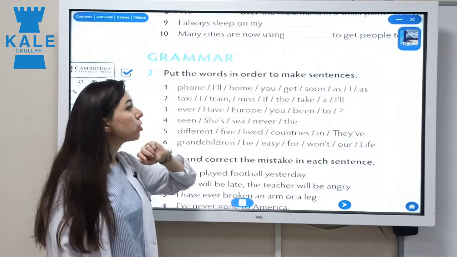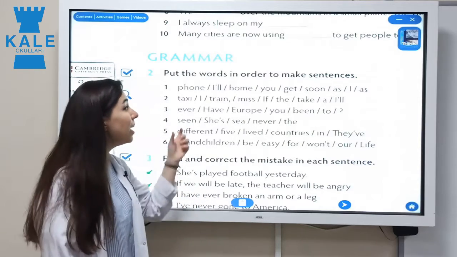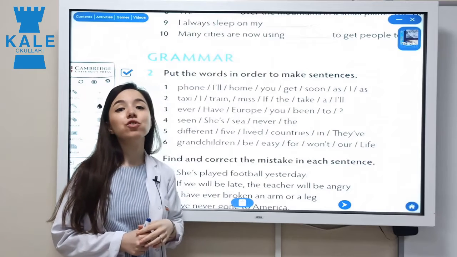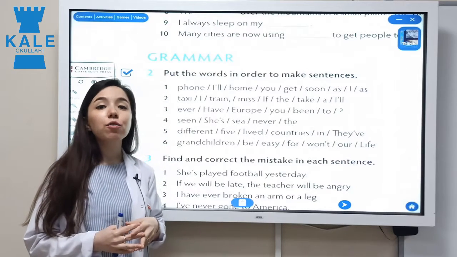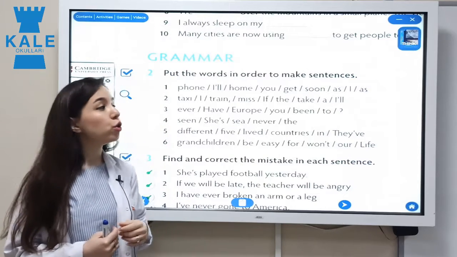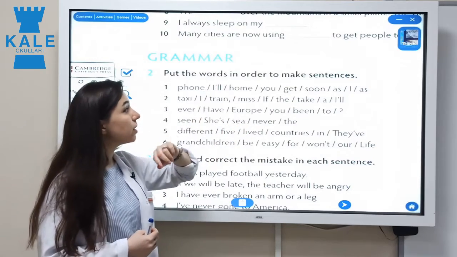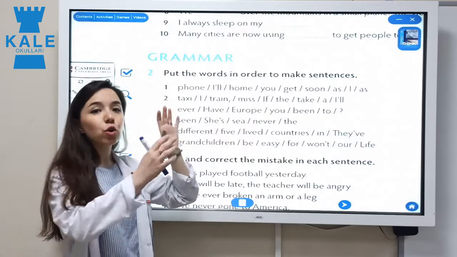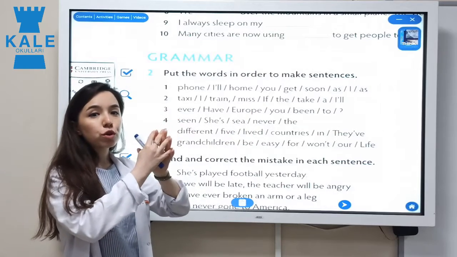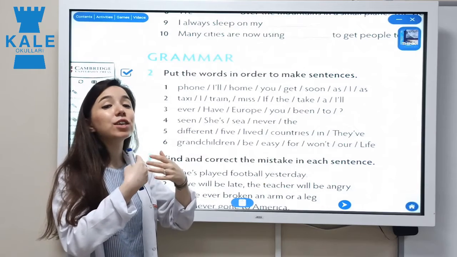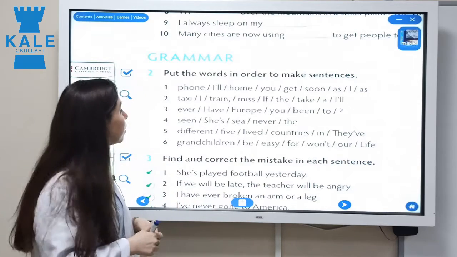Put the words in order to make sentences. This is one of the common questions in every English exam. For the exams that we have at school, you know that one part is this question. Put the words in order to make sentences. It means that you have to put the words in an order that gives you a meaningful sentence. For example, number 1.